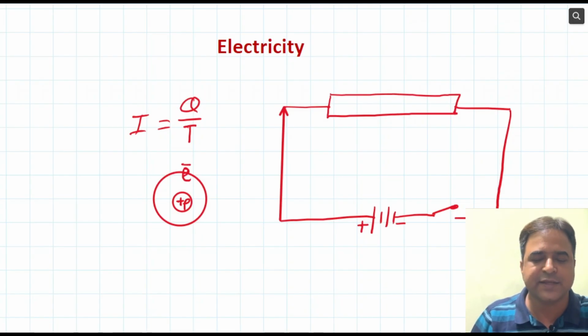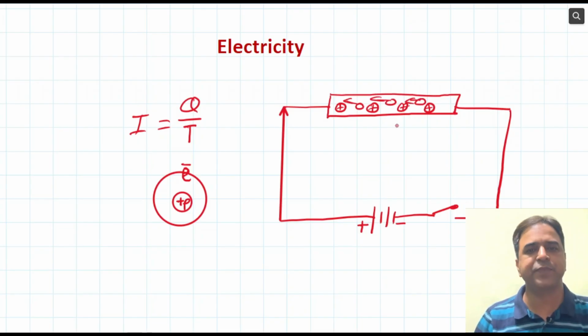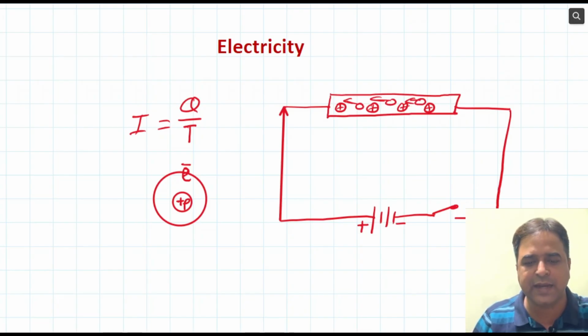This much we know. Same way, in this metallic rod, there will be such kind of positive particles as well as negative particles. We will say electrons. These are the electrons, and they are said to be free electrons, which means they can delocalize or they can move. So when this switch is on, what will happen? All these electrons will start moving, start flowing in one direction.